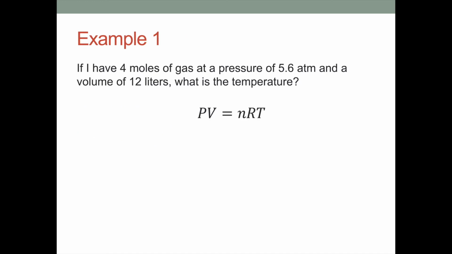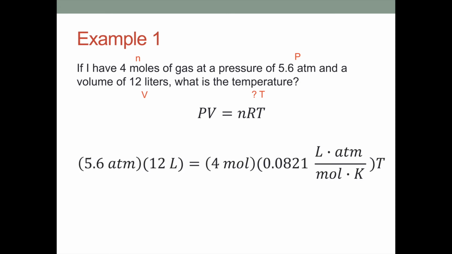So if I have 4 moles of gas at a pressure of 5.6 atmospheres and a volume of 12 liters, what is the temperature? Looking at this, how do you know that you're dealing with the ideal gas law and not some other gas law? Well, if you look at the variables that you have and what you're looking for, I've got 4 moles, that's n, a pressure of 5.6 atmospheres, P, a volume of 12 liters, V, what is the temperature, T? I have 4 different variables here. The only gas law that deals with all 4 of those variables is the ideal gas law.